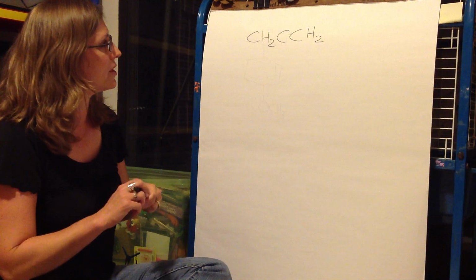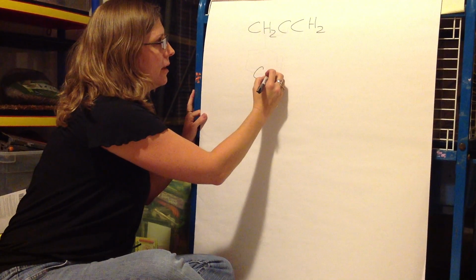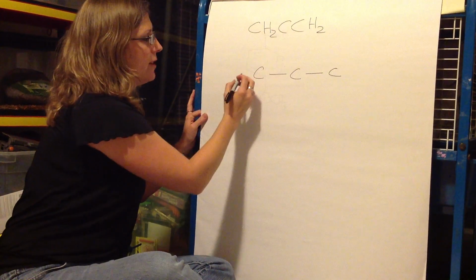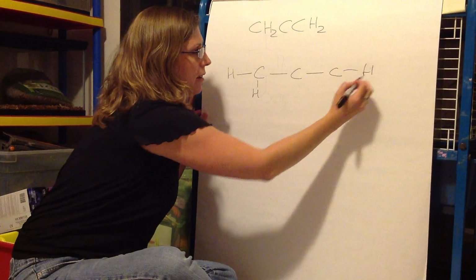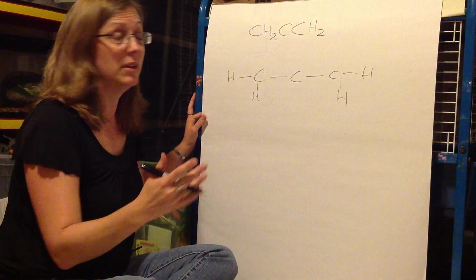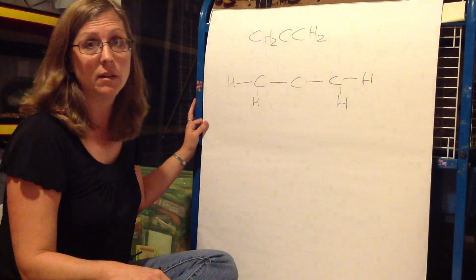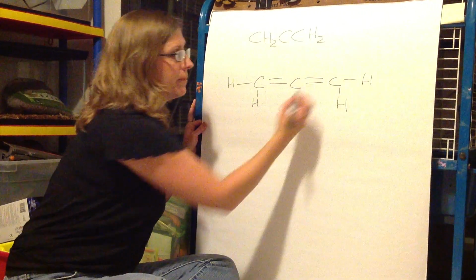It's really quite interesting. When we draw out the skeleton, we have a 3 carbon chain, 2 hydrogens on each end, and so right away we see none of the carbons have a filled octet. They all need 4 bonds. So the way we can achieve that is to make this a double bond and make this a double bond.